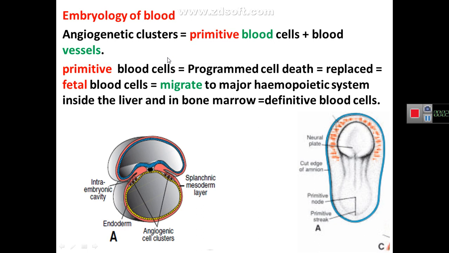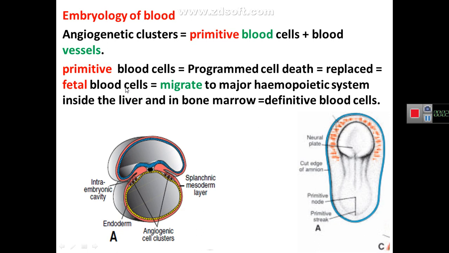Regarding the embryology of the blood, the angiogenetic cell clusters, as we said, form blood cells. These earliest blood cells are called primitive blood cells. The primitive blood cells will gradually undergo programmed cell death and be replaced by newer blood cells, called fetal blood cells. So all the primitive blood cells later on will be replaced by fetal blood cells due to this gradual programmed cell death of primitive blood cells.